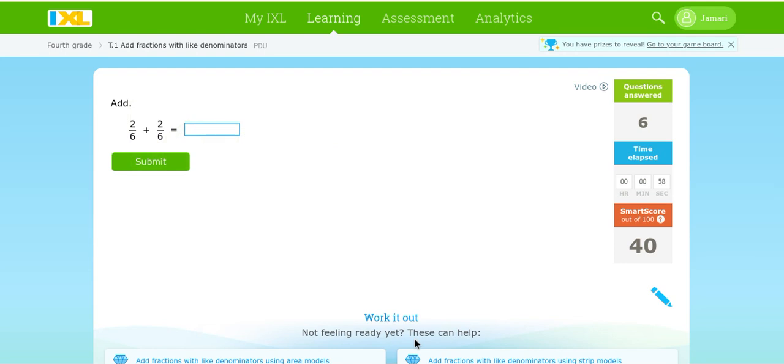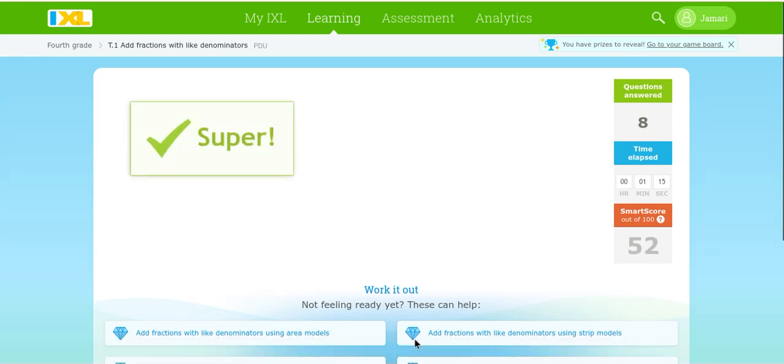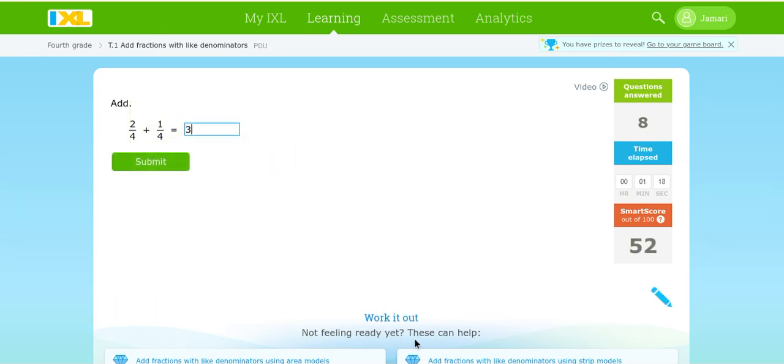Remember, always add the numerators and let the denominators stay the same. So 2 plus 2 is 4, and the denominator will stay the same, which will be 6. 4 sixths. 5 sixths.